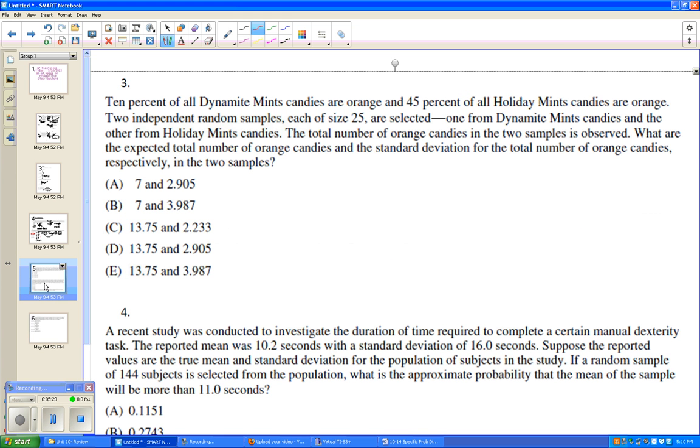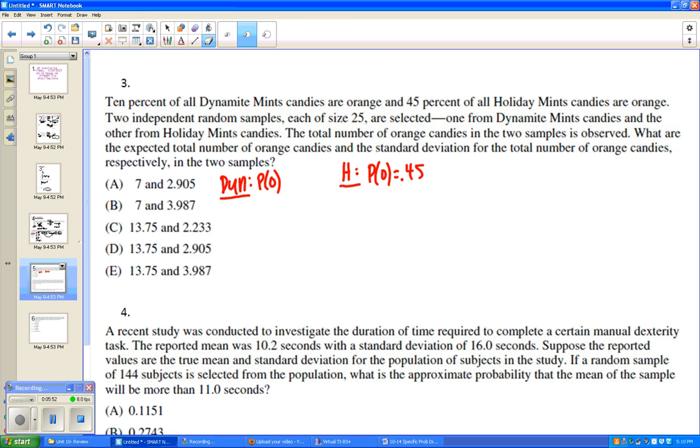Okay, question 3. 10% of dynamite mints are orange. Okay, 45% of holiday mints are orange. So already there's too much information. So I have dynamite, and then we have holiday, and for them the orange candy is 45%. Oops, I already messed this up. Dynamite is only 10% orange.